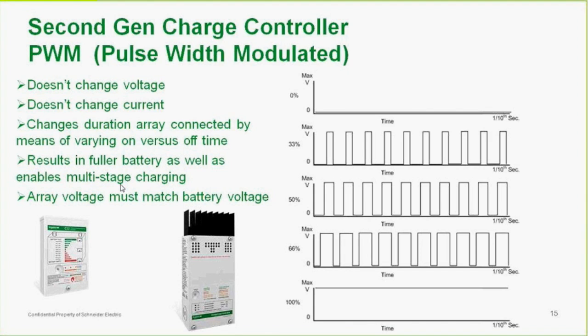Now, one of the drawbacks to this system, I mean, it was much better than the first one, is that the array voltage must match the battery voltage. So just like the relay-driven charge controller, we still have to match 12 volts to 12 volts because of the first two statements. It doesn't change the voltage and it doesn't change the current. So if you connected a 48-volt nominal array through this to a 12-volt battery, you would basically just be wasting energy. So 12 volts in, 12-volt nominal in, I should say, 12 volts out. So that's a PWM charge controller.